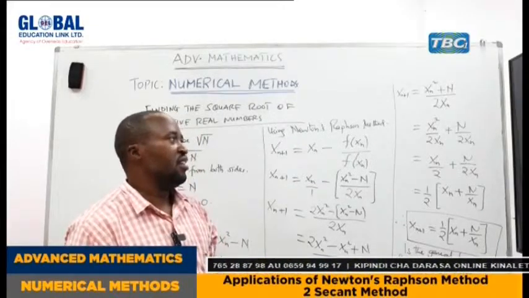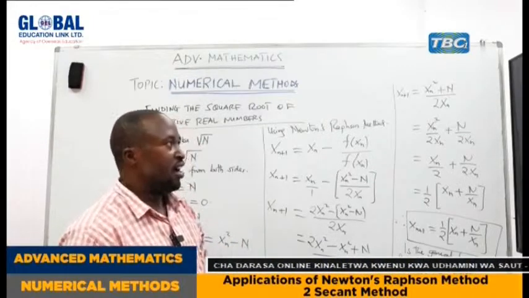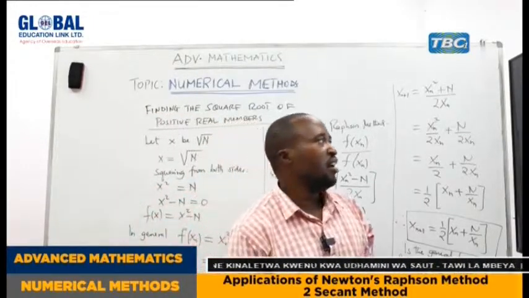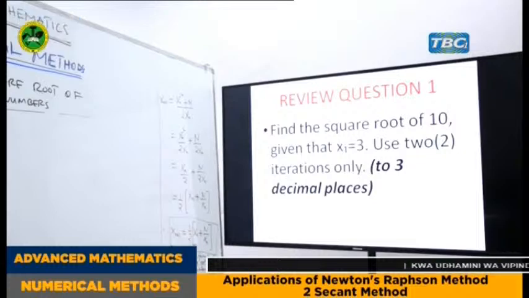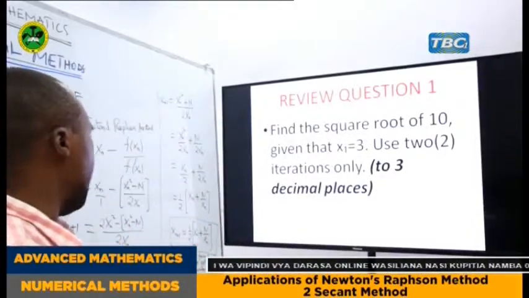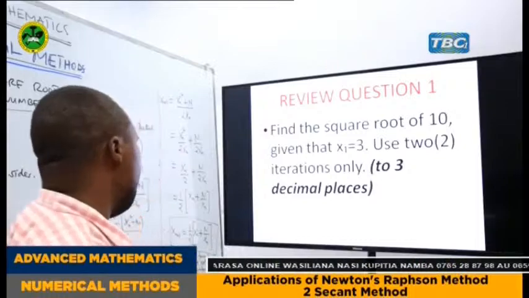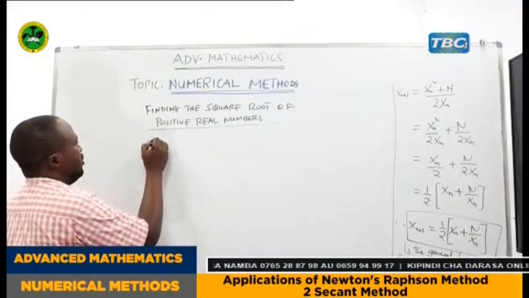by the review question 1. We have the review question 1. The question says, find the square root of 10 given that x1 is equal to 3. Use 2 iterations only, give our answers to 3 decimal places. Now that is our question, where we are going to apply our general formula of finding the square root of a positive number.